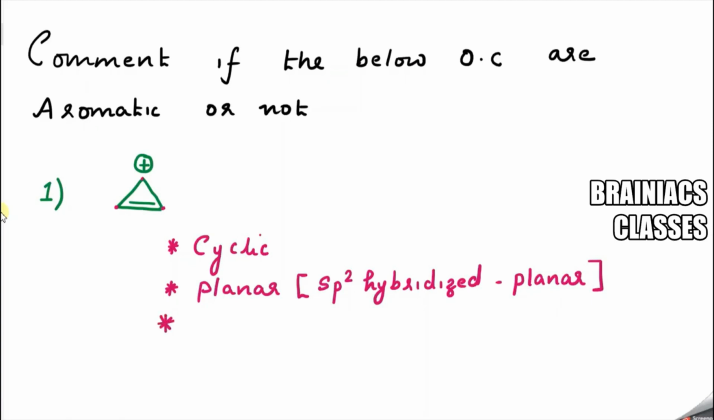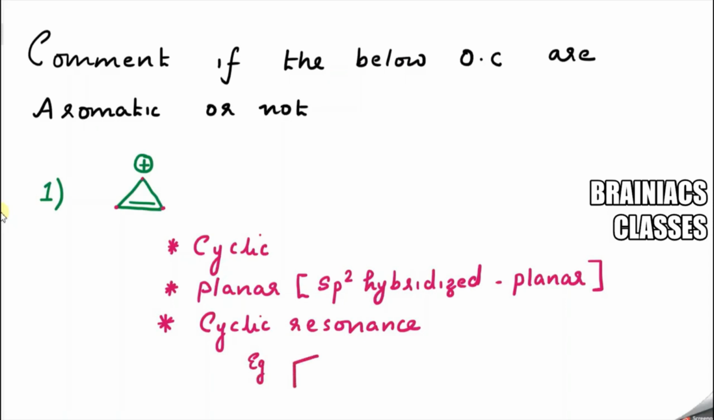Now what is the third criterion? You should check for cyclic resonance. It is not the normal resonance, it is cyclic resonance. So what is cyclic resonance? Whenever the conjugation happens in a ring completely, we say it is cyclic resonance. I will give you one example so that you will understand.